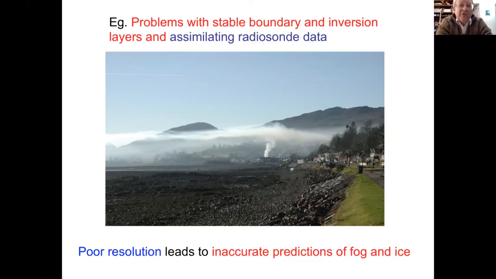And the reason this is a difficulty when it comes to data assimilation is that any measurements above the inversion layer tend to be uncorrelated with measurements below the inversion layer. But because the inversion layer is generally very thin, the kind of grids that are typically used in the vertical direction tend to smear it out, and they tend to then lead to data points above and below the inversion layer coming into the same grid cell, and therefore becoming spuriously correlated when you look at the covariance matrices that are developed to do the data assimilation. And the poor resolution of the inversion layer can also lead to inaccurate predictions of fog and ice.